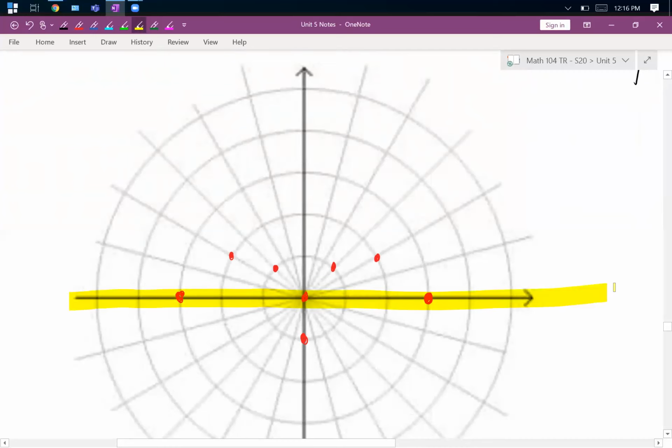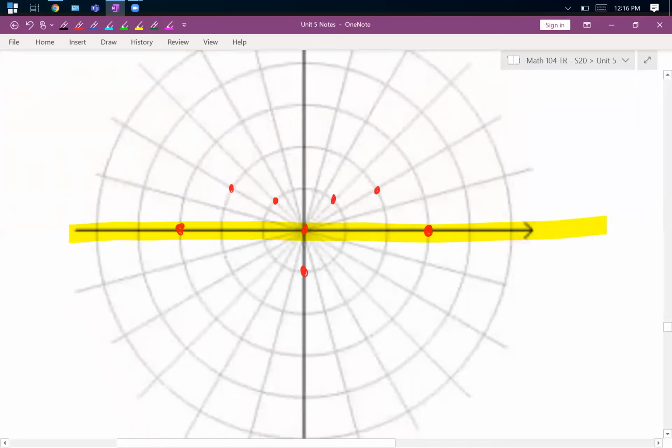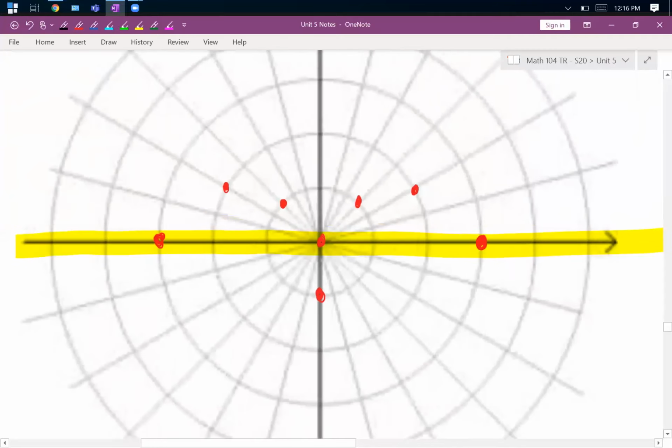Our graph has symmetry with respect to the polar axis. Right now, we definitely do not have the mirror image, top and bottom. So we're going to create the mirror image by reflecting points. So this one reflects down here. This one is here. This one comes up. This one comes down. This one comes down. All right, now my points match.